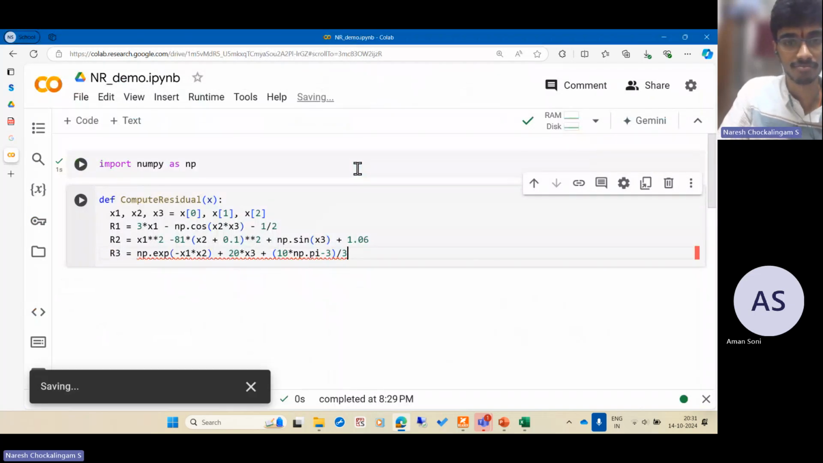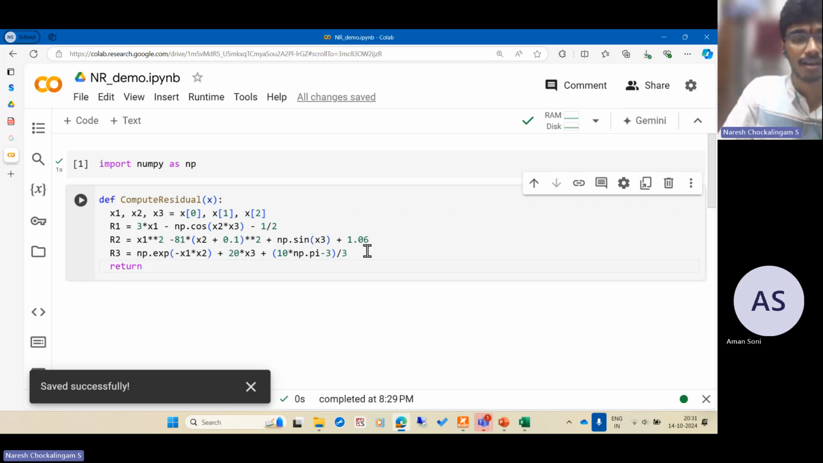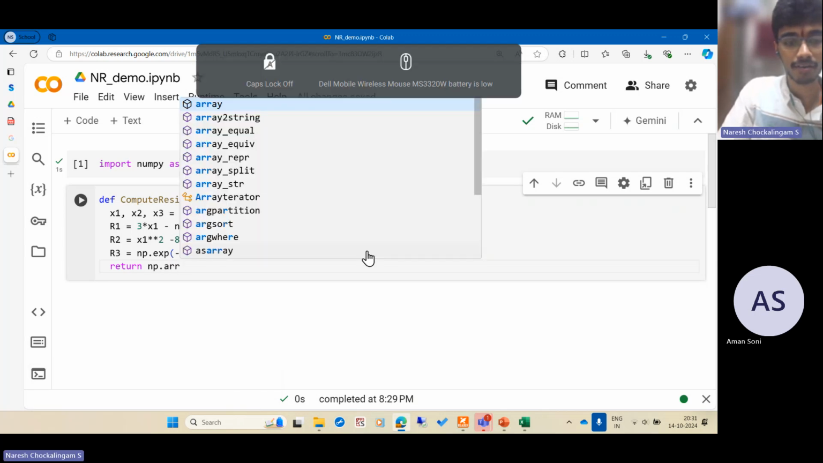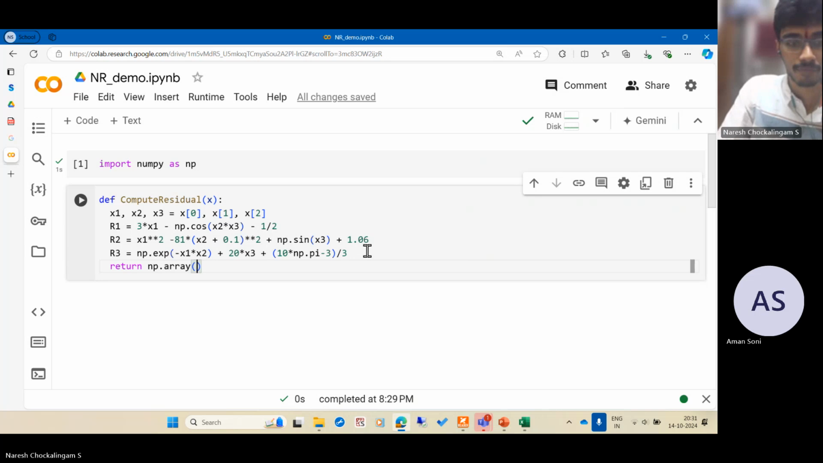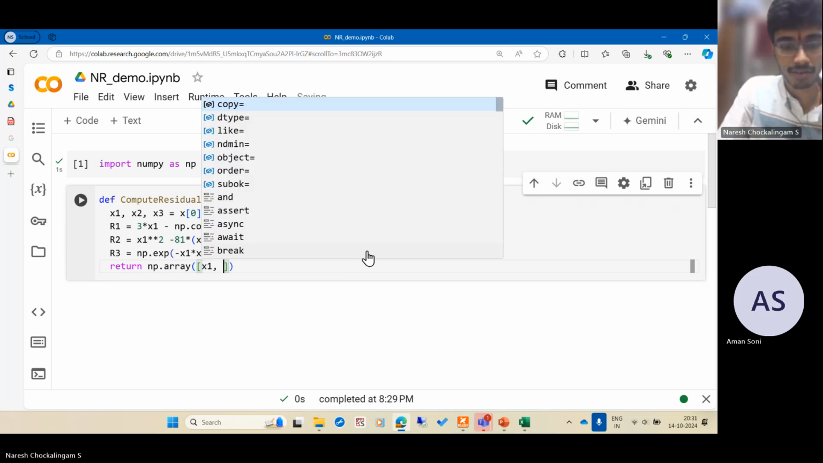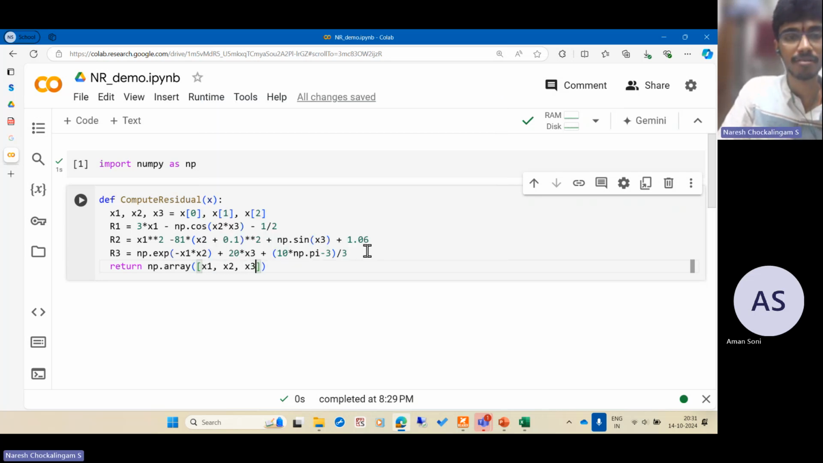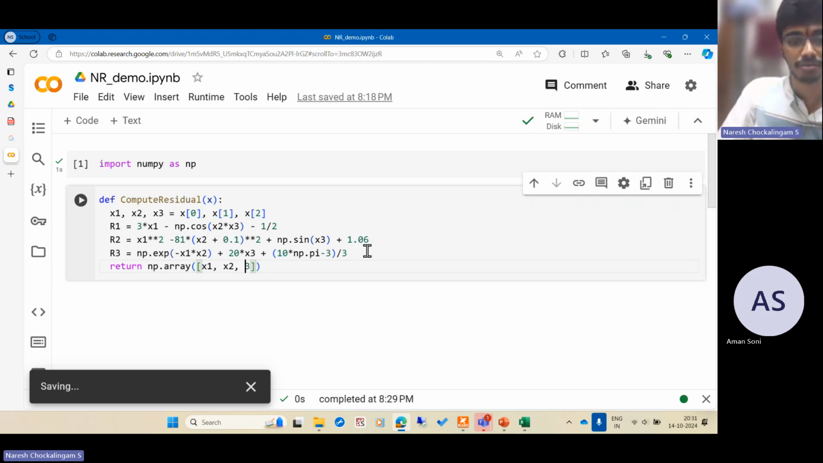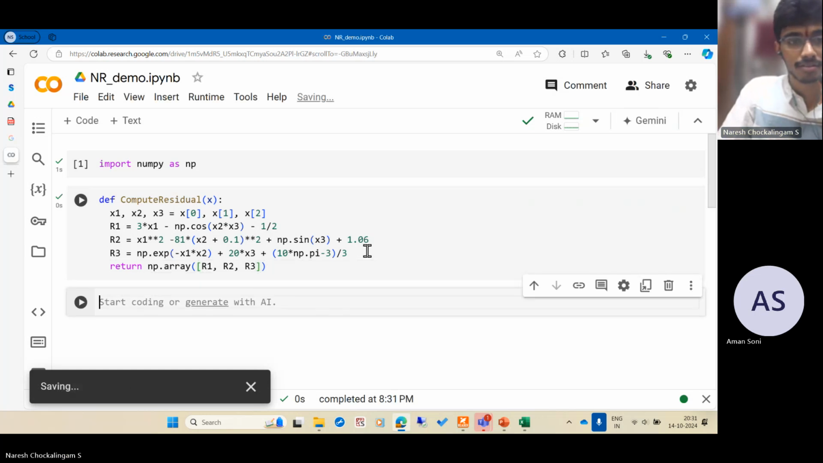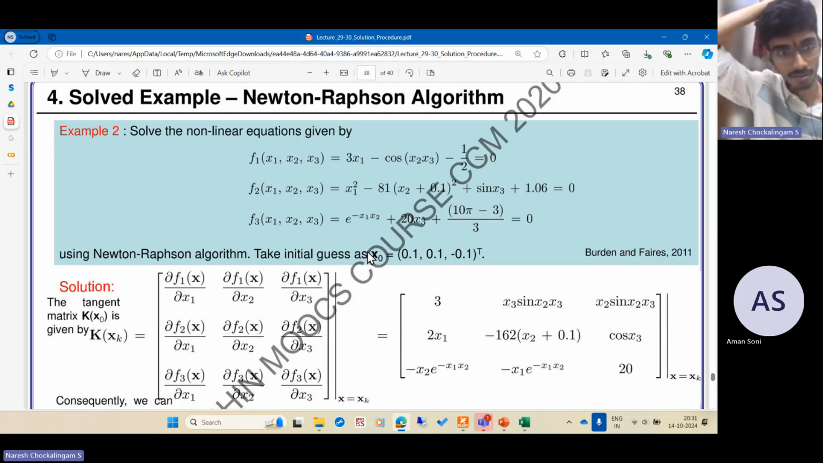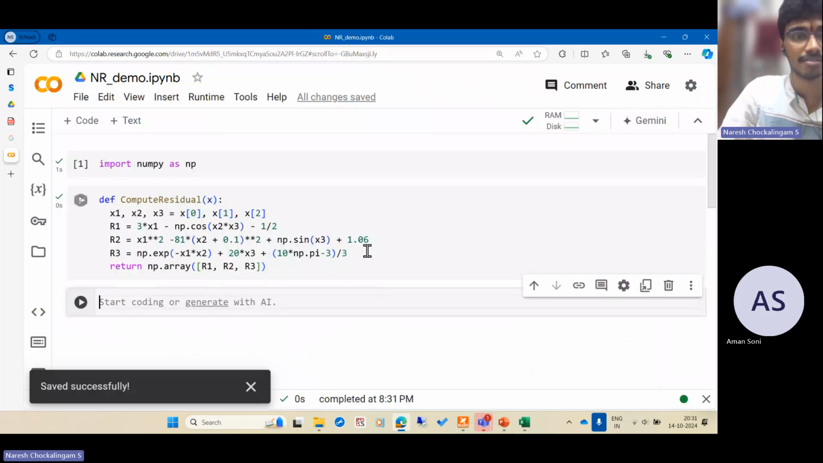Sorry, yeah, this is the thing. Now what does this have to return? This has to return this vector. So let's say np dot array of r1, r2, r3. So this will return the residual, r1, r2, r3. Then this is fine. Then let us also code in the tangent stiffness.